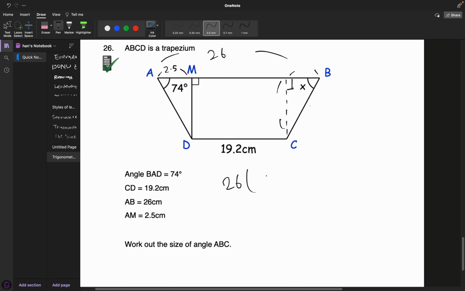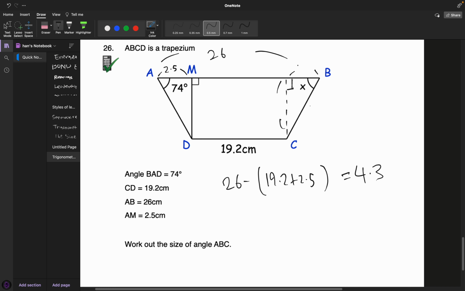26 minus, sorry, forgot the minus sign. 26 minus 19.2 plus 2.5. So we're going to find out the length from here to here. And if we minus this length from the total length, we're going to get this length, right? So 19.2 plus 2.5 will give us 21.7. And if you minus that answer from 26, that'll give us a length of 4.3.